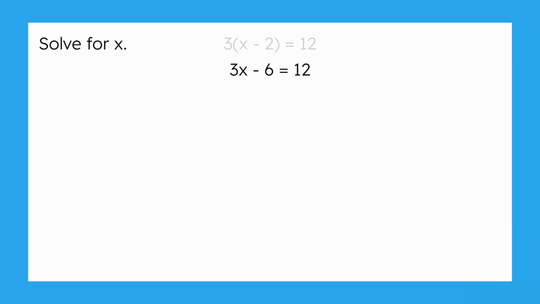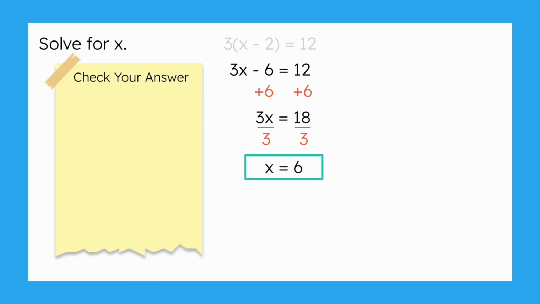Let's check your work. First, I added 6 to both sides, which left me with 3x equal to 18. To get x by itself, I divided both sides by 3 to get x equals 6. How would we check this answer? Right, just like before. We substitute 6 for x into our original equation and evaluate. 6 minus 2 is 4, and 3 times 4 is 12. Our work checks out.